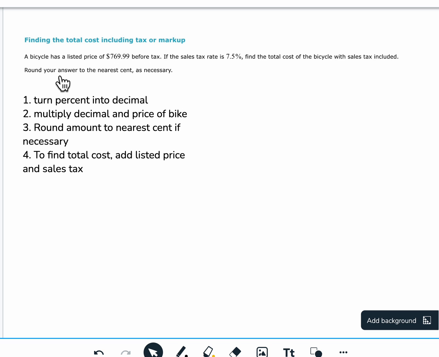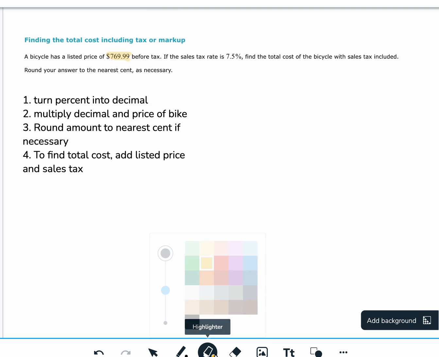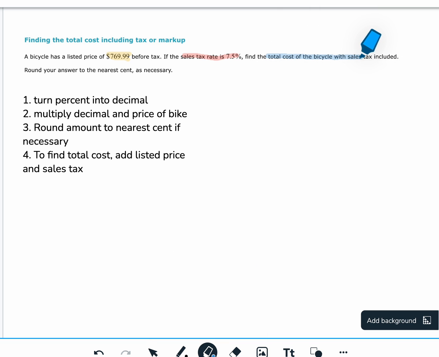So in this case, you want to buy a bicycle, and it's $769.99 before tax. So this is expensive. And now the sales tax in the place that you live in is 7.5%. What you want to do is find the total cost of the bike with the sales tax included. So we know what the bike cost. We know that there's something called sales tax. And I still have to find out the total cost of the bicycle with sales tax. Okay, so we're always going to round to the nearest cent.